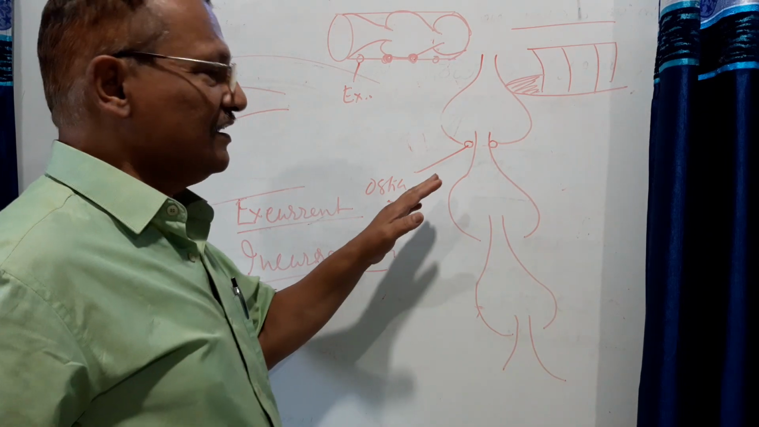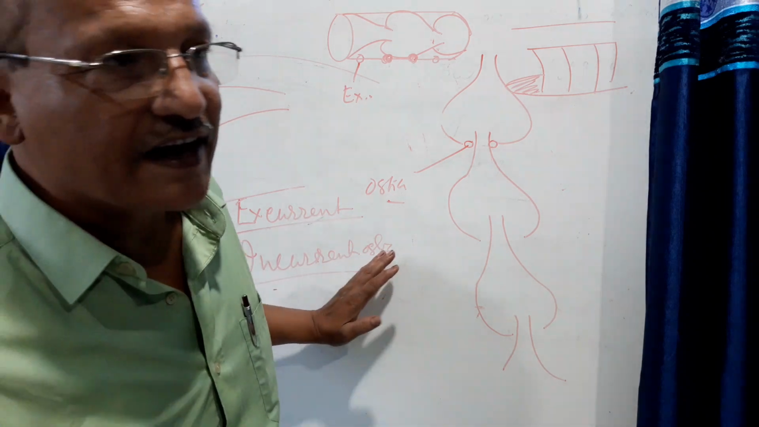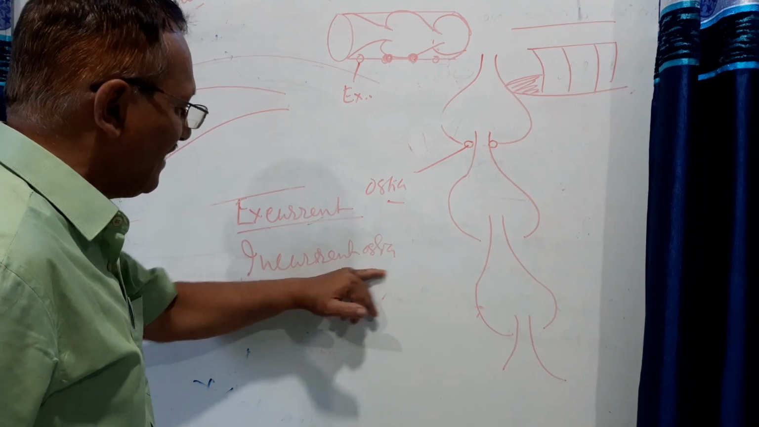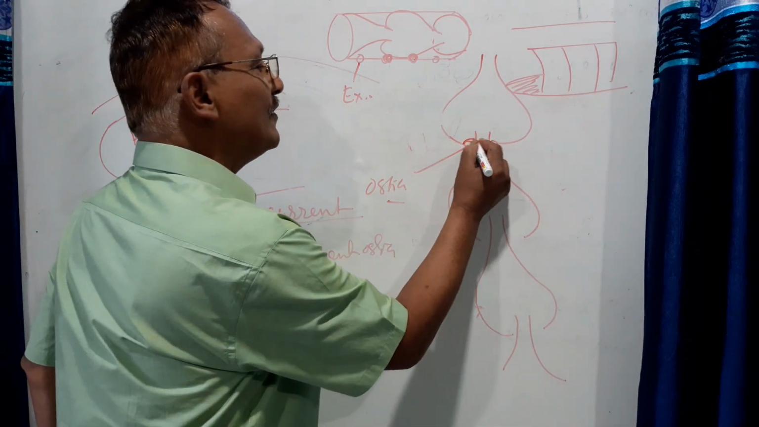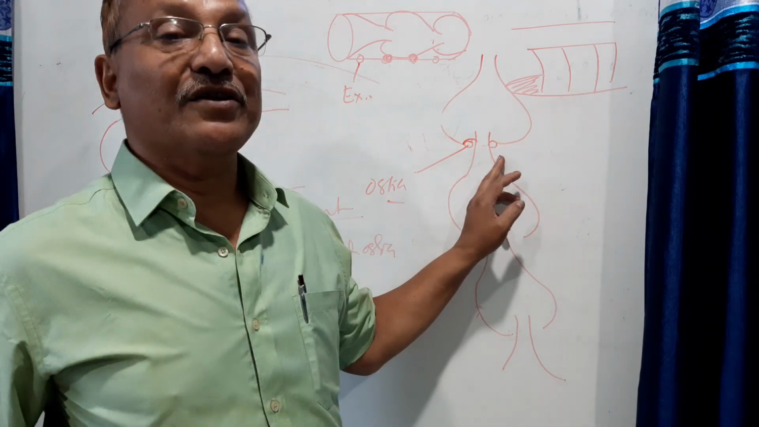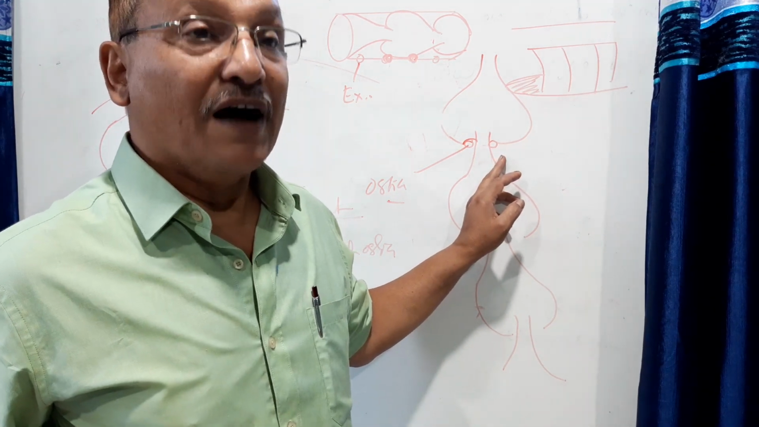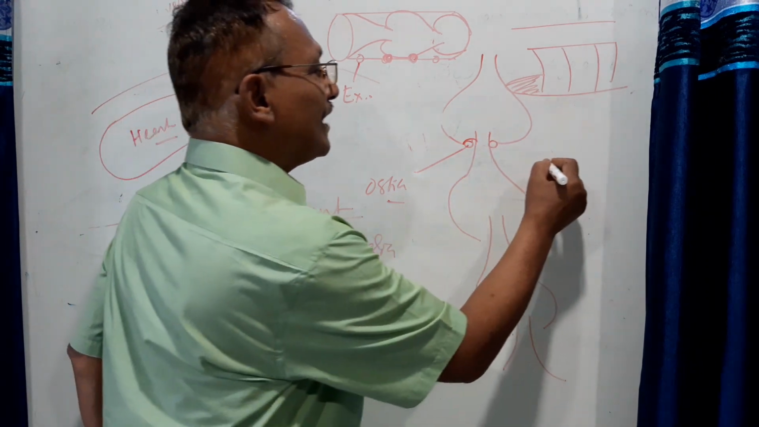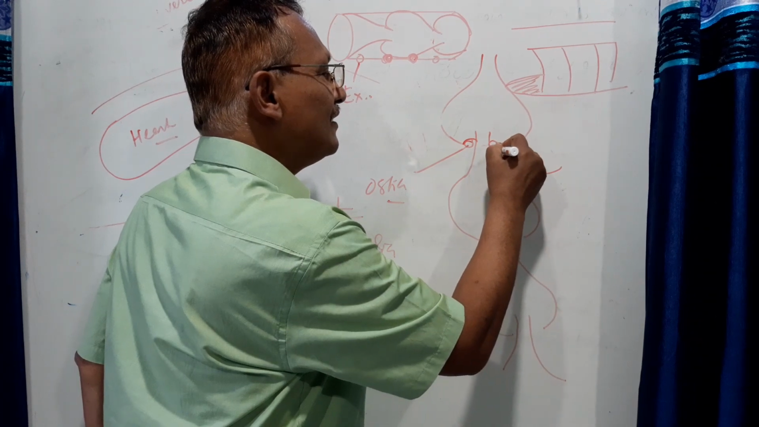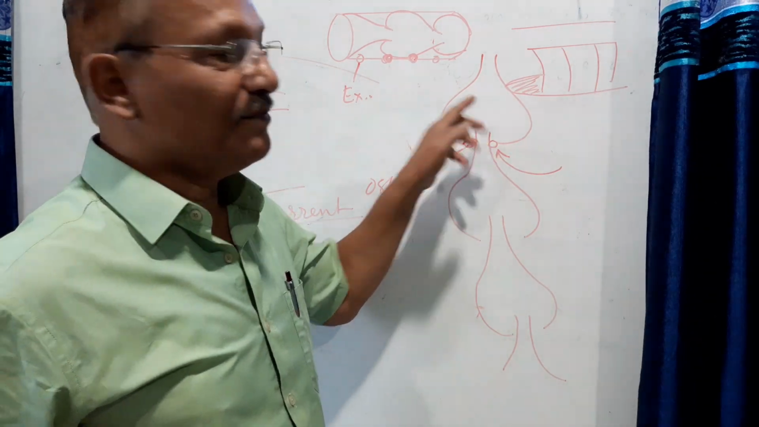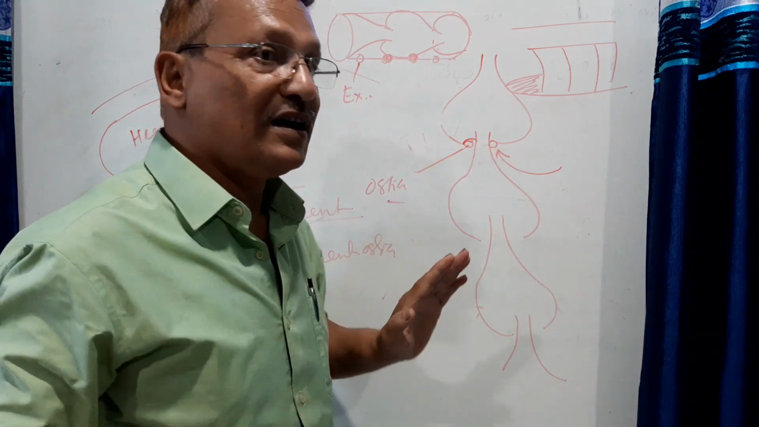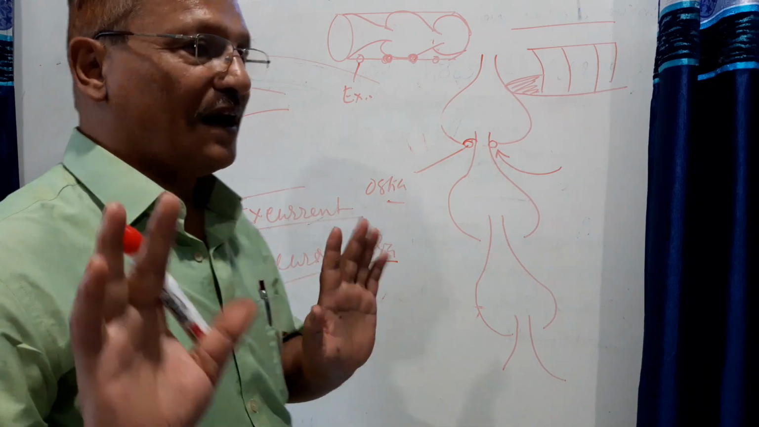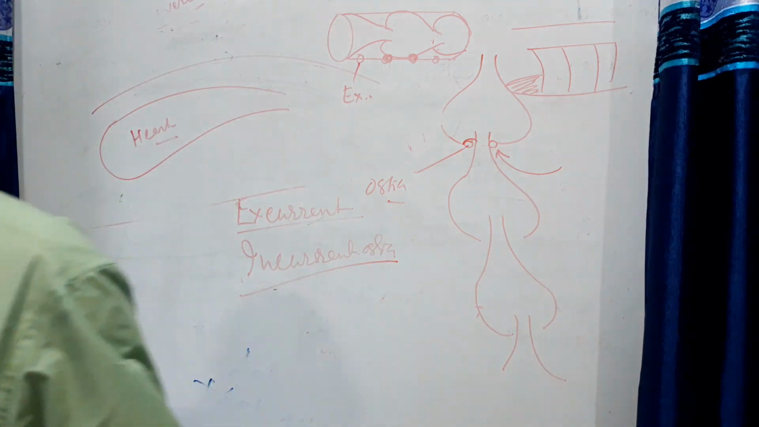Another difference is between excurrent and incurrent ostia. The incurrent ostia are provided with a valve, like the atrioventricular valve in higher animals. So there is a valve through which blood flows from the outer side to the inside of the heart, but backward flow is blocked due to the valve present in the incurrent ostia. But excurrent ostia are without valve. Excurrent ostia have no valve.